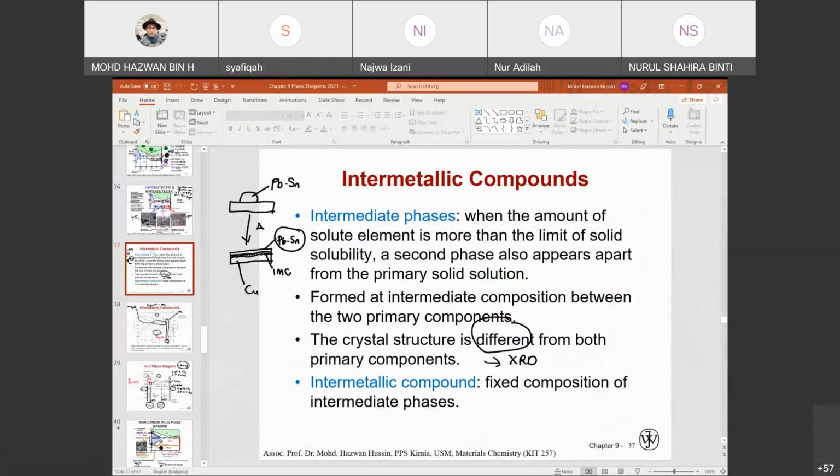Basically, an intermediate compound means the intermediate phases that form during the solid formation. Because there is a limit of solid solubility, a second intermediate phase can also be present, which is known as an intermetallic compound, right? An intermetallic compound has a different crystal structure and different properties as compared to the other types of solid that it may form.